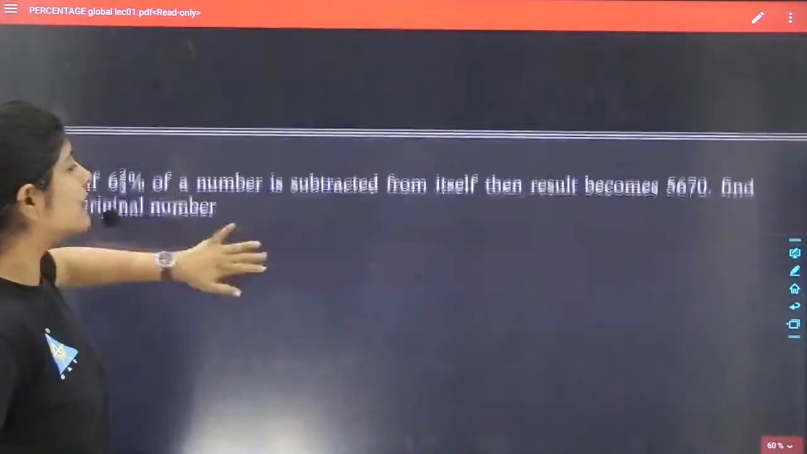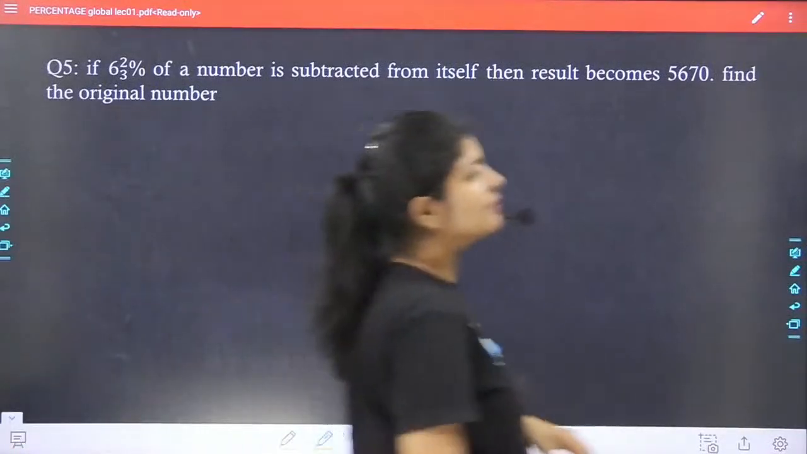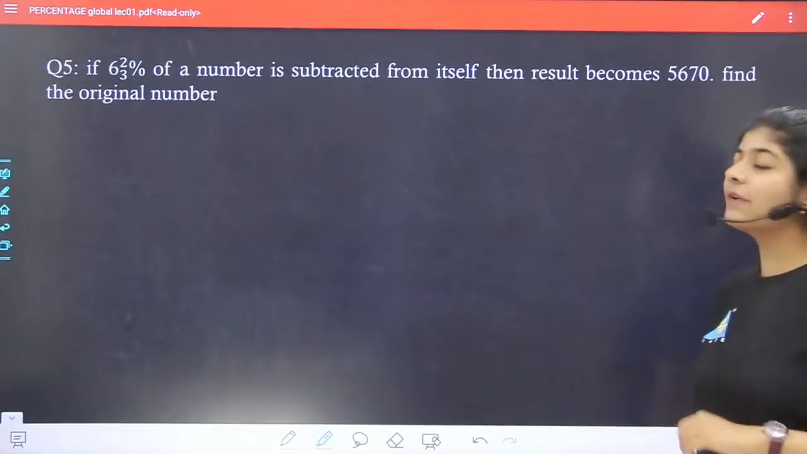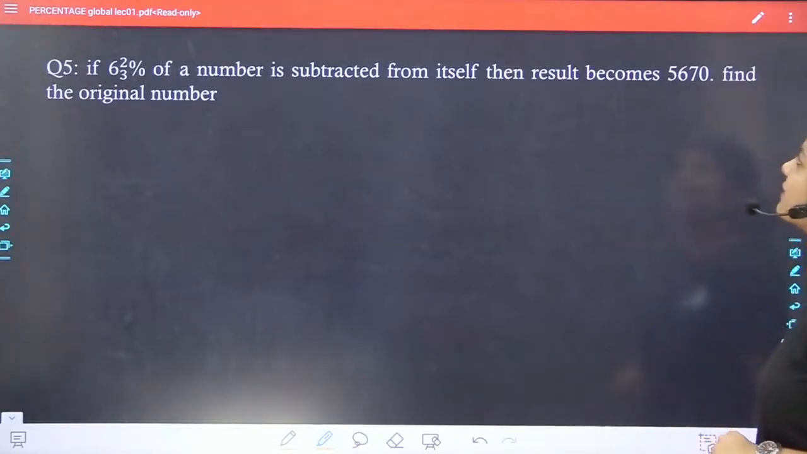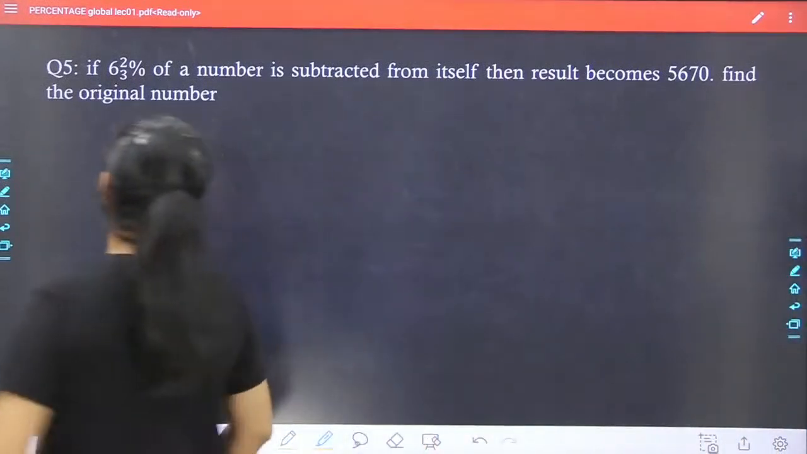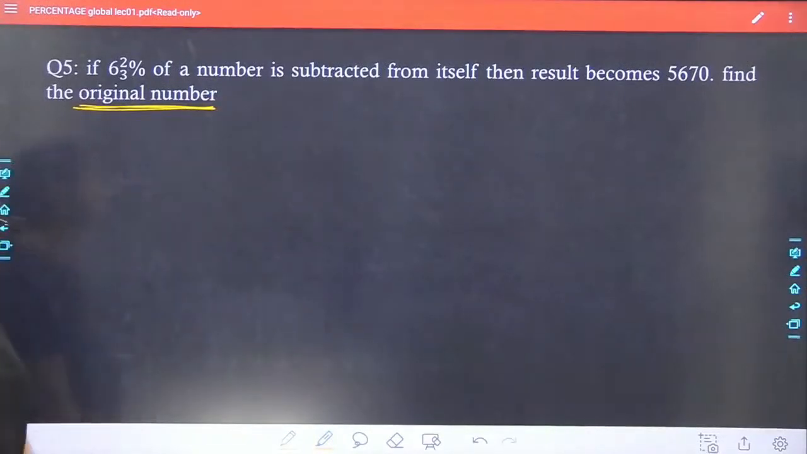Okay, now let's move to the next question. Here we have an almost similar question. If 6 2 by 3% of a number is subtracted from itself, then the result becomes 5670. Find the original number. Now again we have to find out the original number.